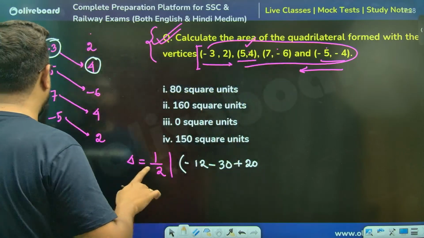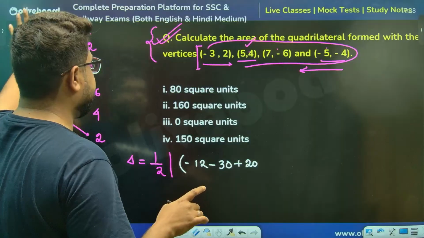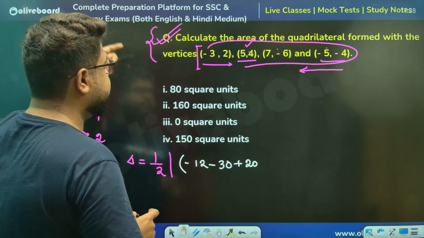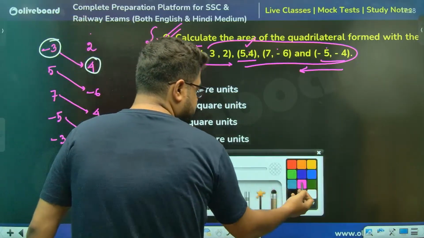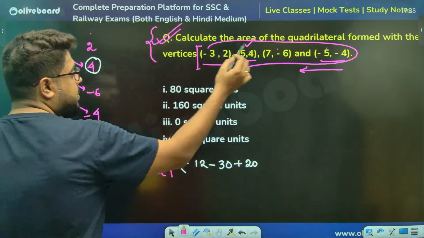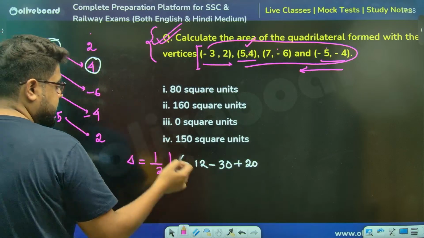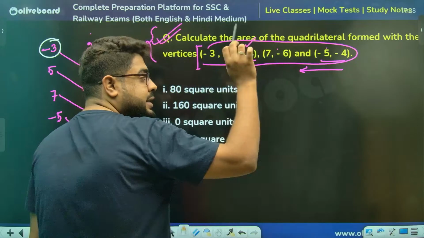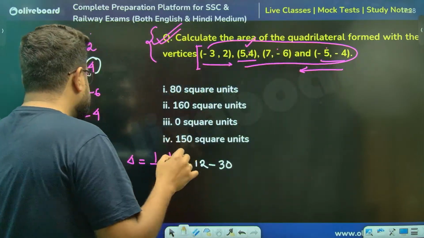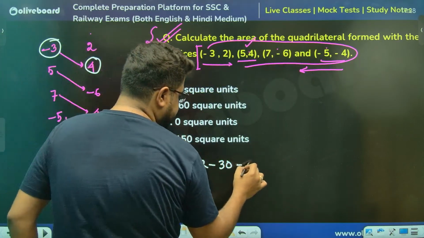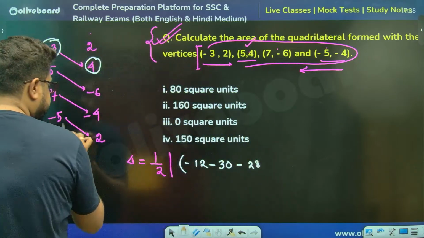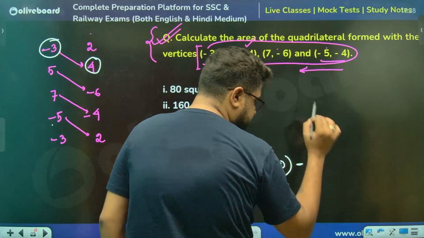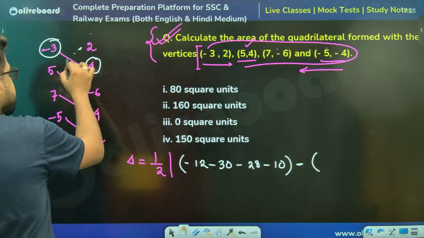I've put every value properly, right? One second, let me check. -3, 2, 5, 4, 7, -6. You see, I had made a mistake. -5, -4. Yes, I had made a mess because I had this feeling that I had to put this as 4. My 7 into -4, this is -28, sir. And -5 and 2 gives you -10. Minus, sir. Again put a bracket. Take the other cross.